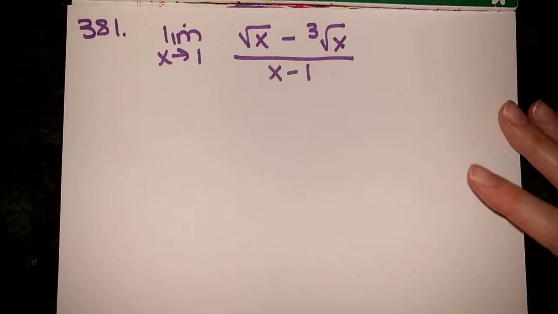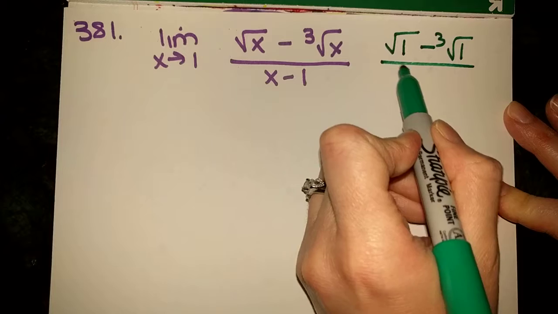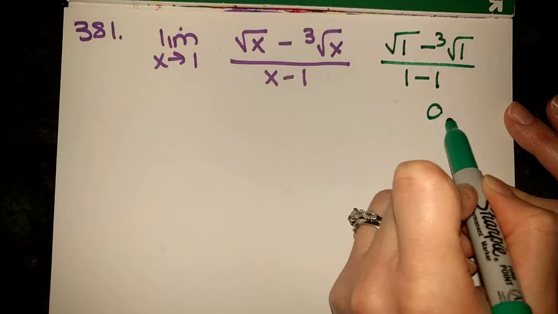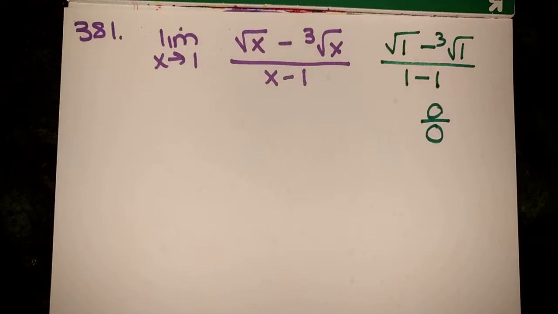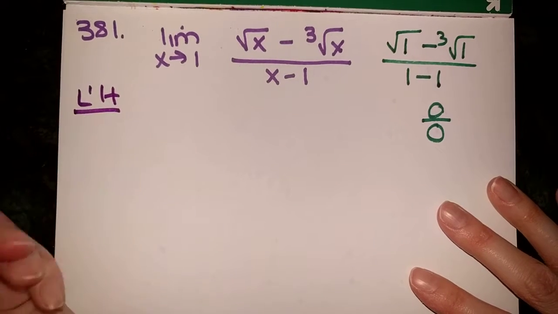First thing to do is to plug in, and when you plug in, you get square root of 1 minus cube root of 1 over 1 minus 1. So you're looking at 0 over 0. Now, at that point, you could try to multiply by some conjugate or something like that, but the easiest thing to do is going to be to use L'Hopital's rule.